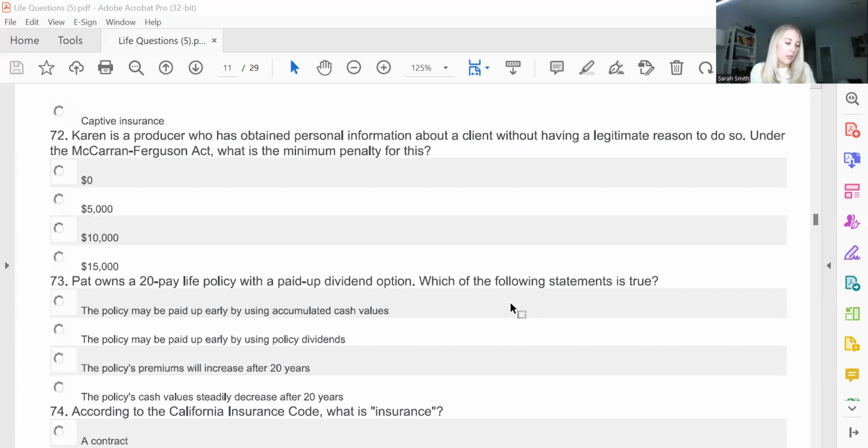McCarran-Ferguson Act fine, $10,000. If you are unwillfully committing an unfair method of competition, that's $5,000. And I do believe, yep, that's California Insurance Code. So if you're not in California, I don't know what it is for you guys, but if you are in California, if you're unwillfully committing an unfair method of competition, your fine's $5,000. If it's violating the McCarran-Ferguson Act, it's a $10,000 fine. So those are the two that you have to keep in mind.